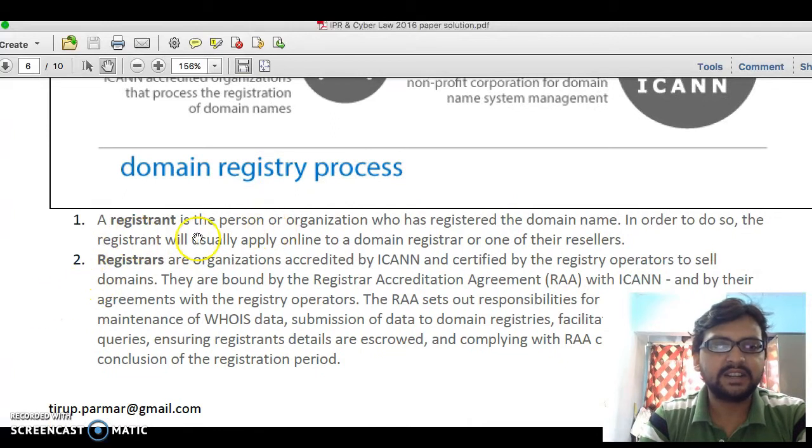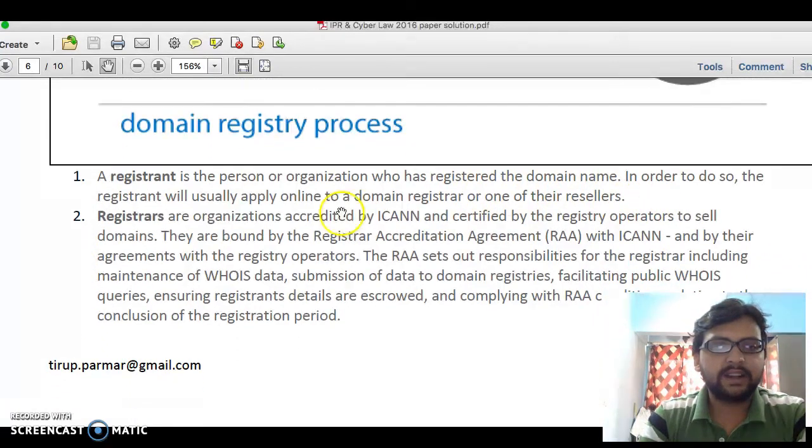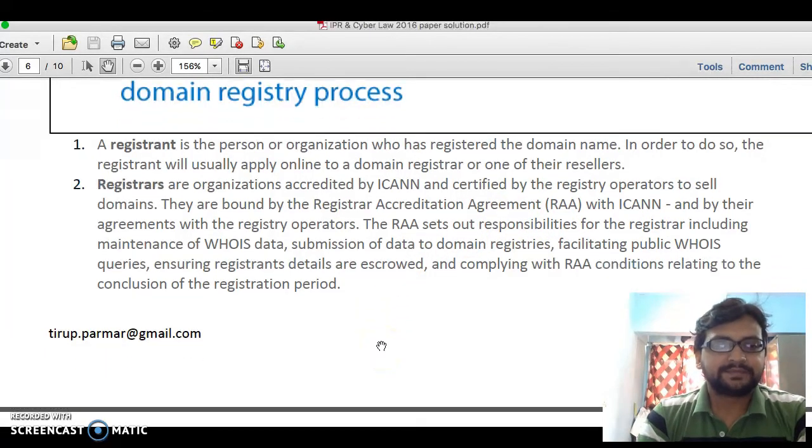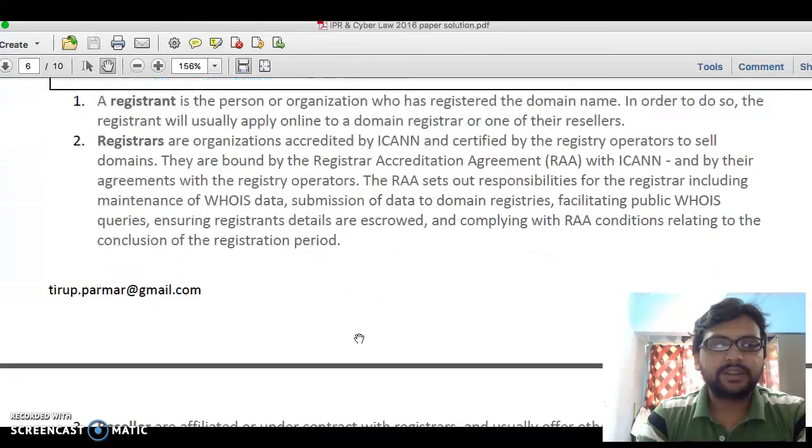First is the registrant. A registrant is a person or organization who has registered the domain name. Then second is the registrar, an organization accredited by ICANN, a certified registry. They are bound by the registrar accreditation agreement with ICANN. So they are certified resellers, we can say. Rest of the things are simple. You can just read those things.